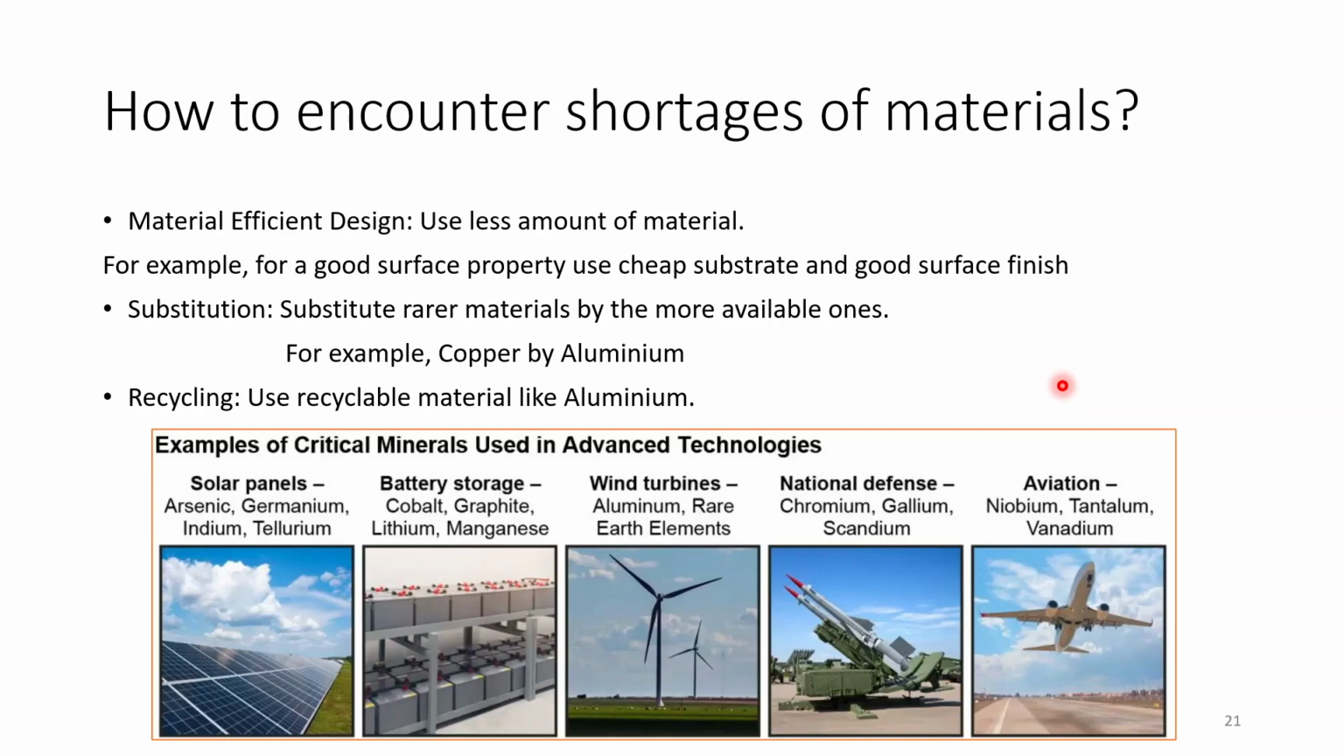Some examples of critical minerals which are used in advanced technology: solar panels use arsenic, germanium, indium, tellurium. In case of battery storage, cobalt, graphite, lithium, manganese are used. In case of wind turbines, you have aluminum and rare earth elements. In case of national defense, you have chromium, gallium, scandium. In case of aviation, you have niobium, tantalum and vanadium.